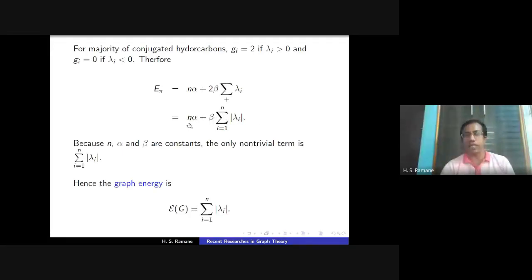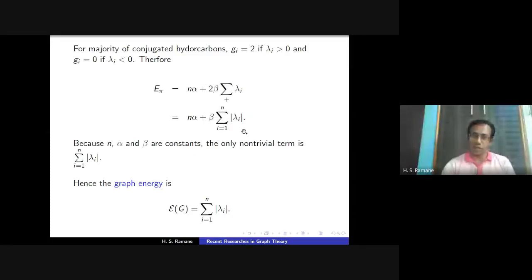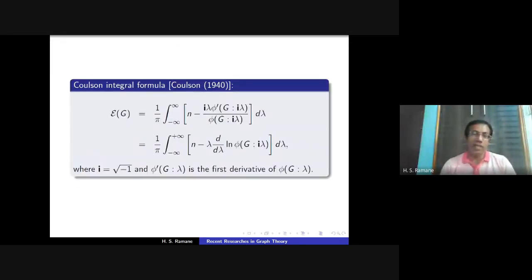Now observe here, n is fixed, and alpha and beta are constant. So what is left is only the summation of mod of lambda. Chemists are interested only in this part, not bothering about n alpha and beta because they are fixed. This part is called the graph energy. Gutman denoted this quantity as epsilon and called it the graph energy. It is the sum of mod of lambda i, where i is 1 to n. So there is a direct relation between the total pi electron energy and the sum of the absolute values of the eigenvalues.